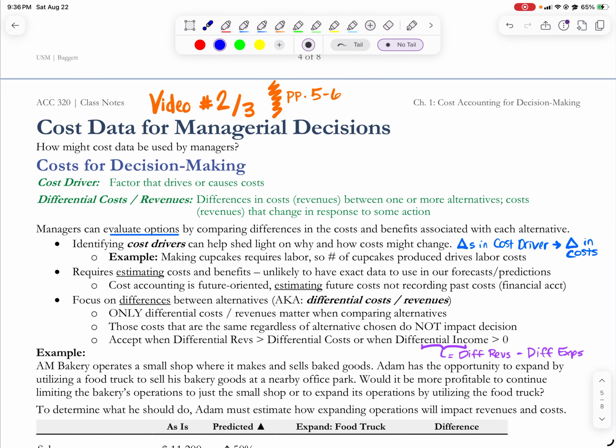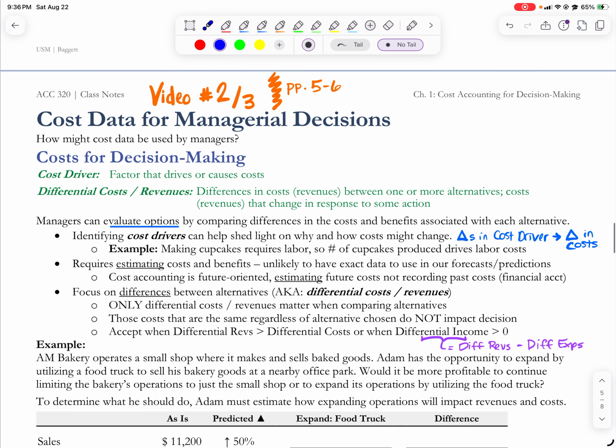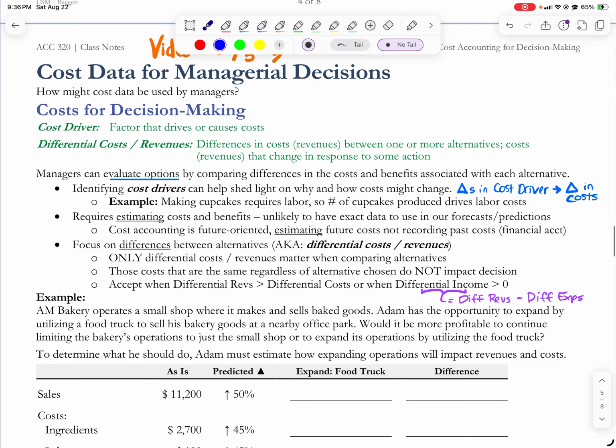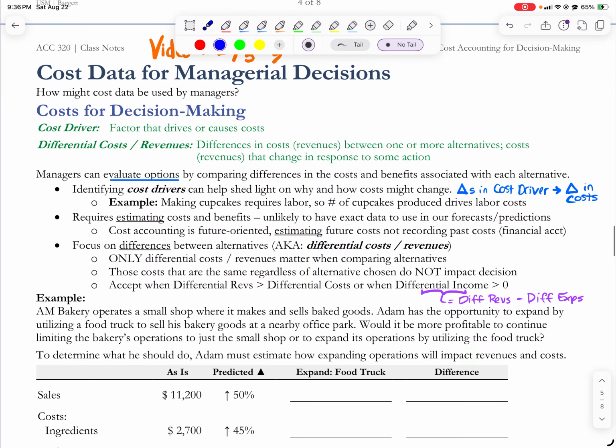This is video 2 of 3 for the Chapter 1 Class Notes and Cost Accounting. Reminder that we're going through just a basic introduction of what cost accounting is, how it's used, why it's valuable. In this video, we're going to talk about cost data, work through some examples of how we might project cost.